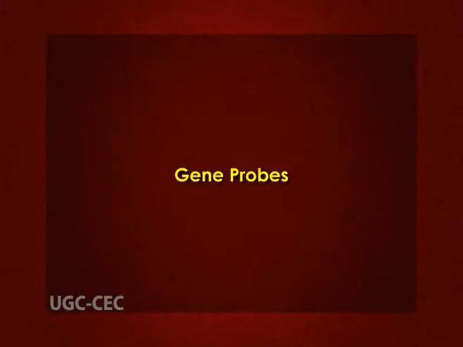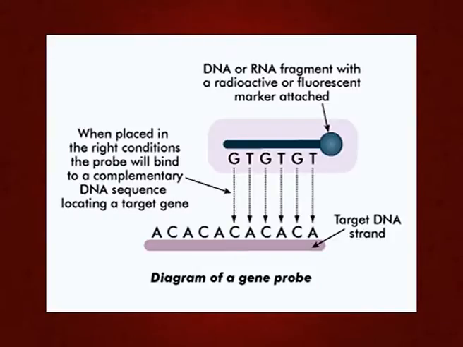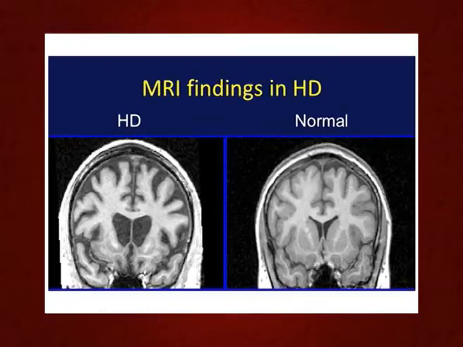Now we will shift our focus towards gene probes. A gene probe is a technique developed in the 1980s that involves a fragment of DNA or RNA which has been labeled with a radioactive isotope or a fluorescent marker. It is used to detect the presence of a particular sequence of bases in another piece of DNA or RNA. These probes are useful in the identification of abnormal genes responsible for hereditary diseases such as cystic fibrosis or Huntington's disease.